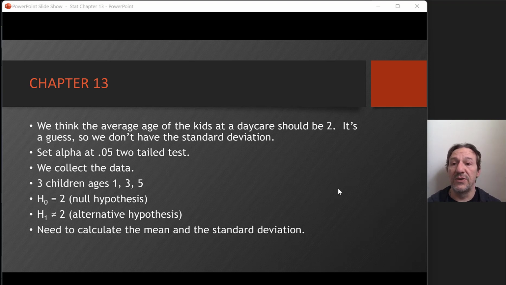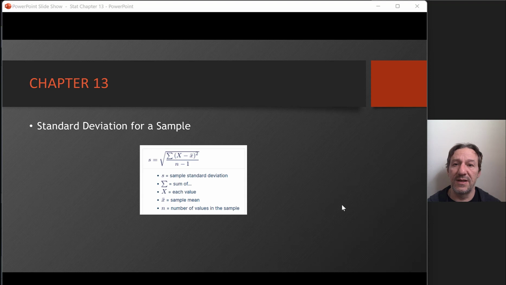In this example, the null hypothesis would be that our sample mean essentially equals 2, because that's what our guess is for the population mean. The alternative hypothesis is that it does not equal 2. So pretty straightforward. We just calculate our mean and the standard deviation. Here's the standard deviation for a sample.